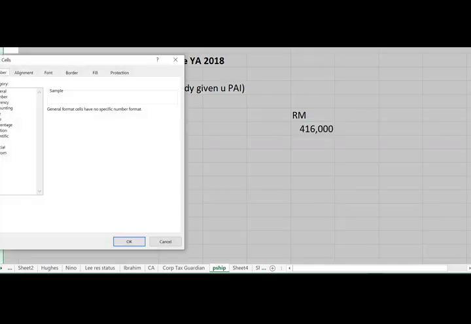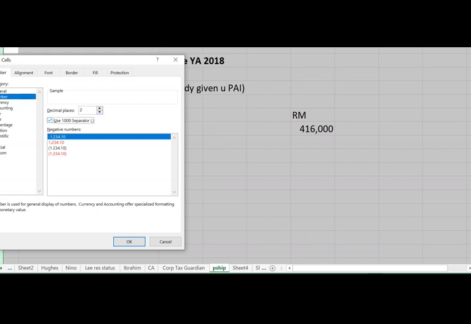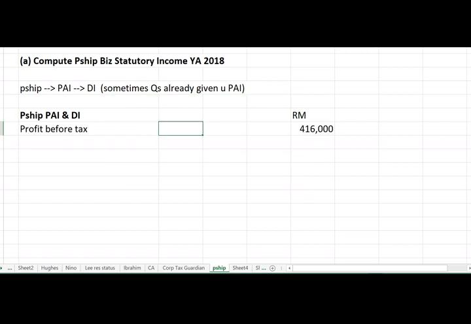Right, let me format the cell to change number to no decimal and use separator because I'm already in ringgit. Okay, can you start off with this part? Help me to find what is my PAI. I give you 2 minutes. For example, you will start adding back depreciation. 60,000, right? And then you just go on, okay, with the rest.